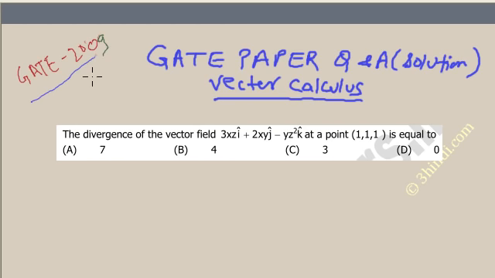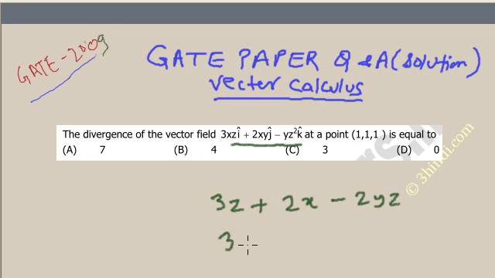Here is a question from GATE 2009, the divergence of this f. So differentiate it with respect to x, you will get 3z. Plus differentiate it with respect to y, you will get 2x. Differentiate it with respect to z, you will get minus 2yz. Now put 1, 1, 1, you will get 3 plus 2 minus 2, so the answer is 3.